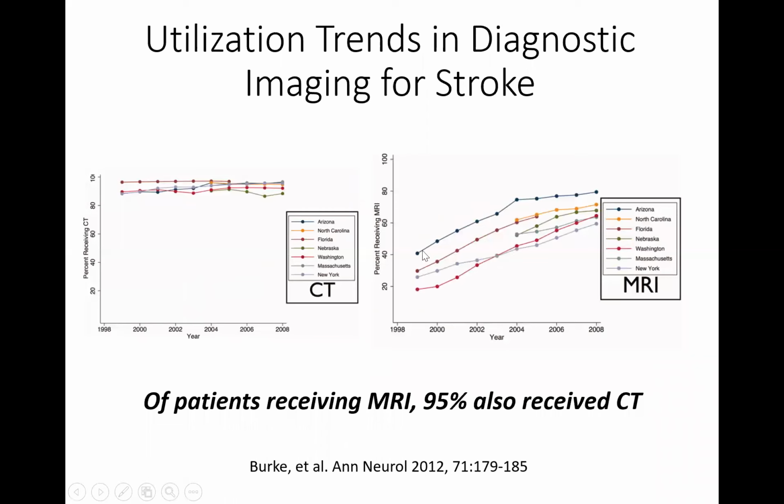But this is really striking. Look at MRI. From around the turn of the century, less than half the people, and it's just gone steadily up and up and up. So about 60% of people get MRI for their stroke, and they don't get it instead of CT. They get it in addition to CT. And so it's an add-on.